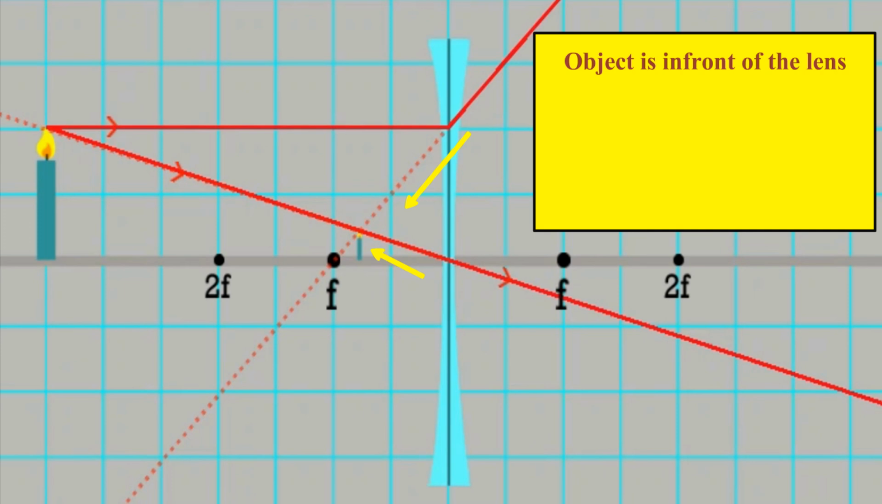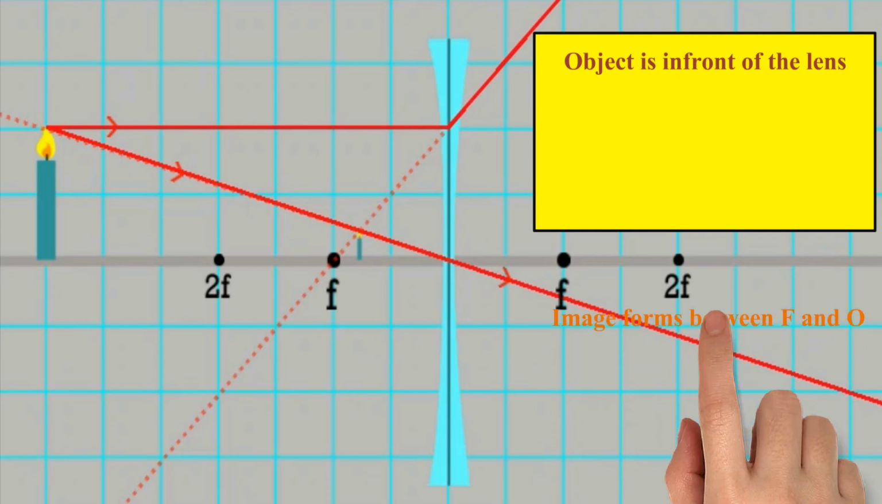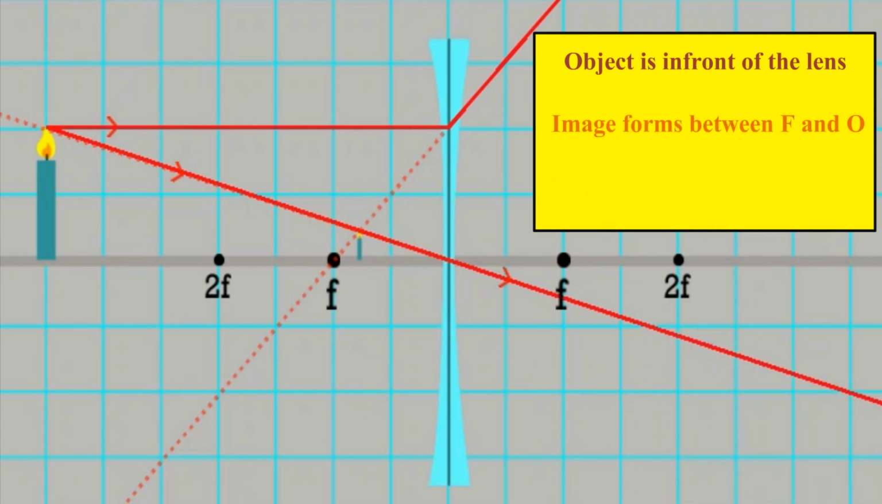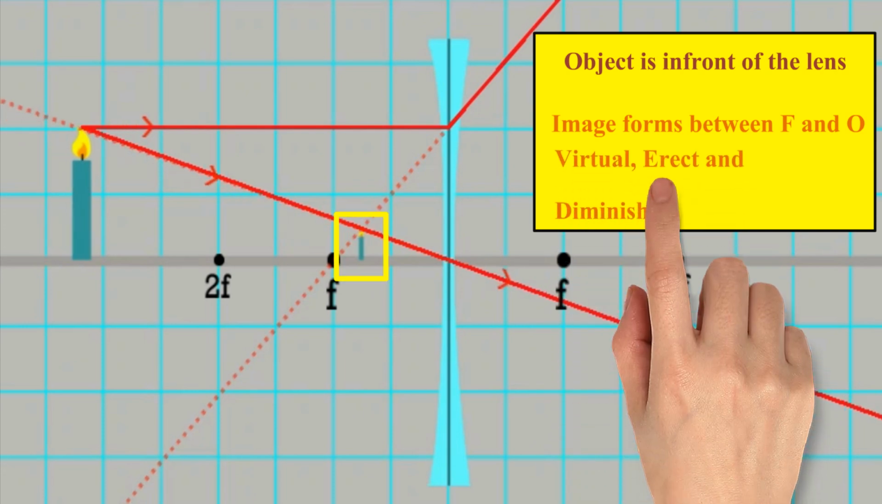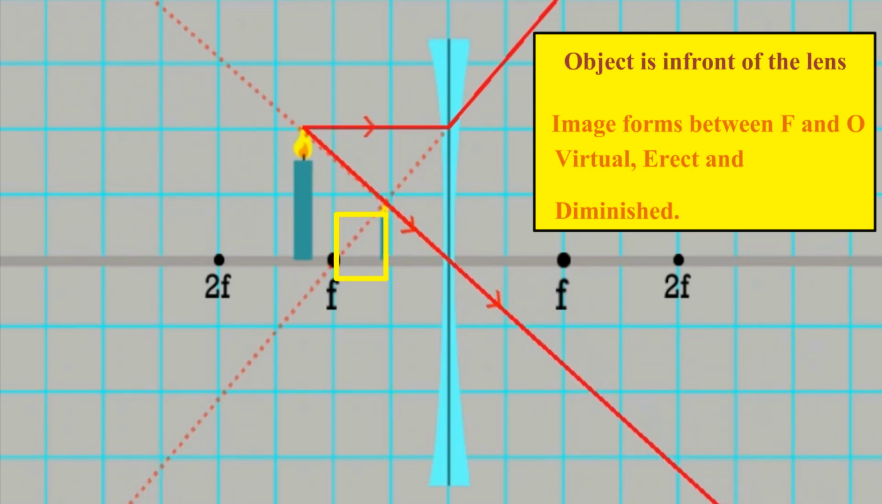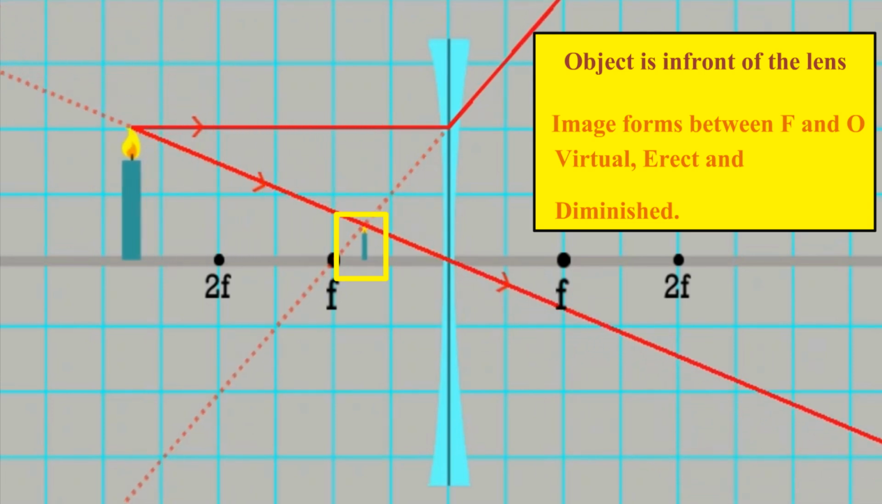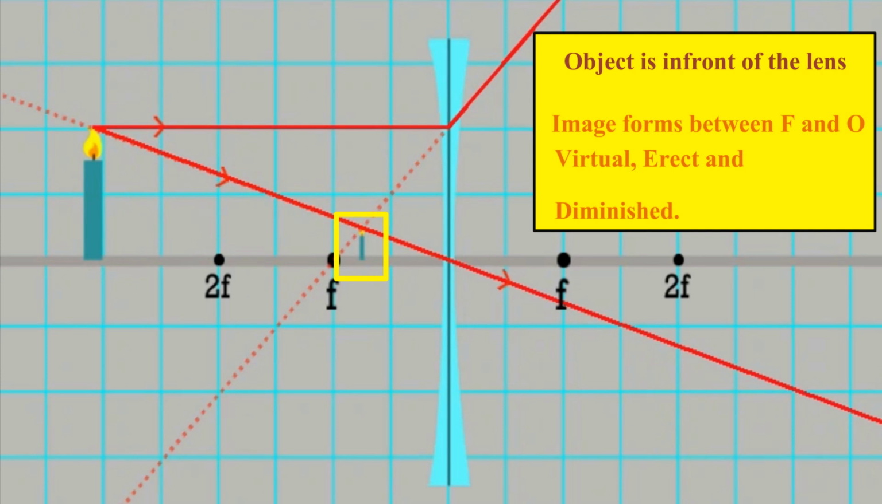So wherever you place the object in front of the concave lens, the image is going to form between the optic center and focus only. And what is the nature of the image formed by the lens here? It is diminished. See that it is very diminished, and it is a virtual image because the rays only appear to be meeting at this point. This is the real refracted light ray. And it is virtual and erect. So an erect, virtual and diminished image is going to form between the optic center and focus of the lens.